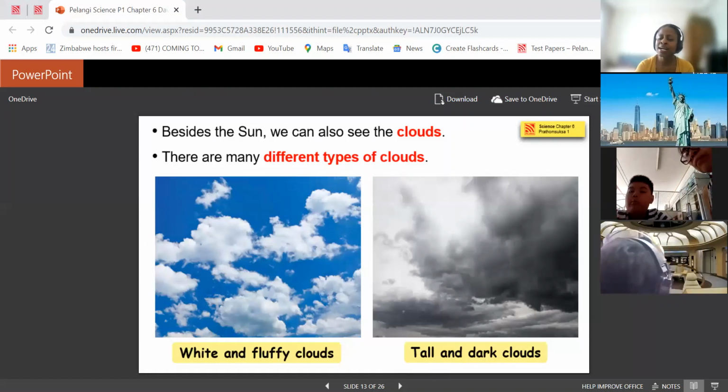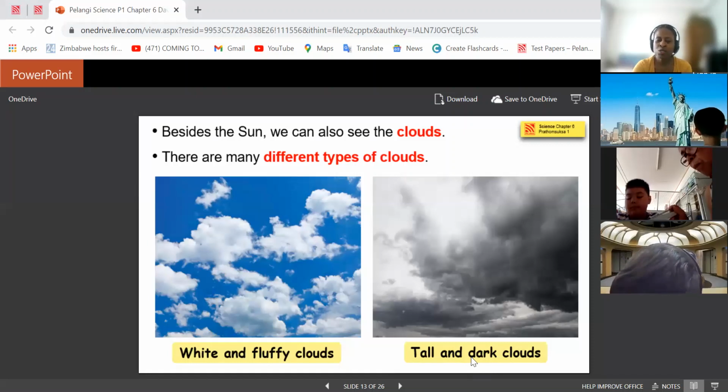The clouds are tall and dark. They are tall and dark clouds.